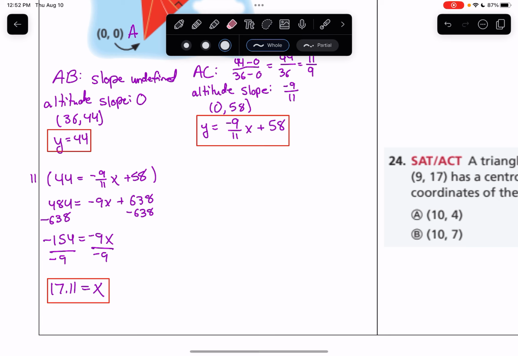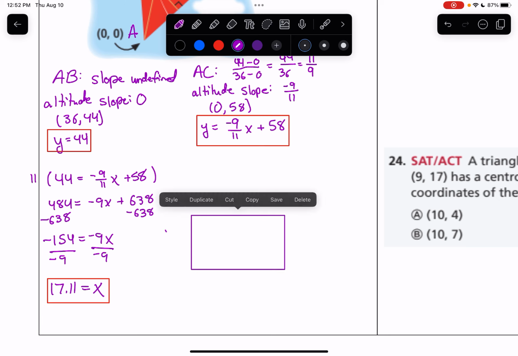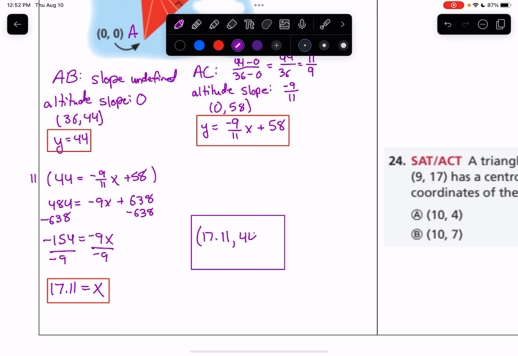I'm just going to rewrite that. One of these days, right? There we go. 17.11, comma, 44. And there we go.